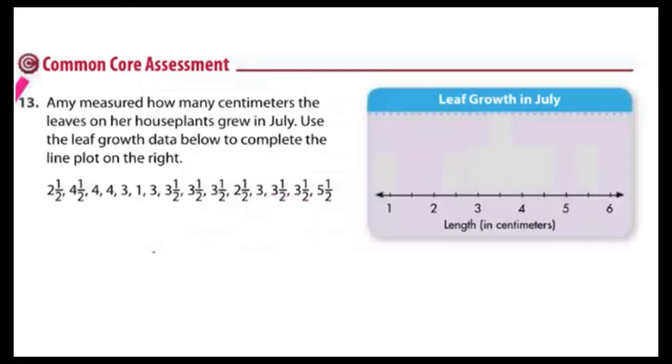Question number 13 on the same page, 708. Amy measured how many centimeters the leaves on her house plants grew in July, and use the leaf growth data below to complete the line plot on the right. After reading all the given data set, after focusing on it, after determining the frequency for each value, start to set them up on the number line and draw dots for each value.